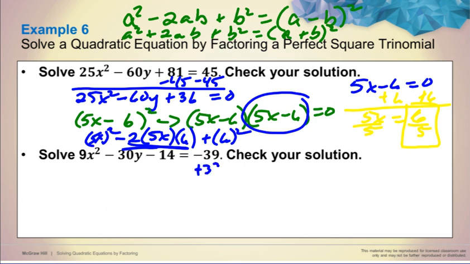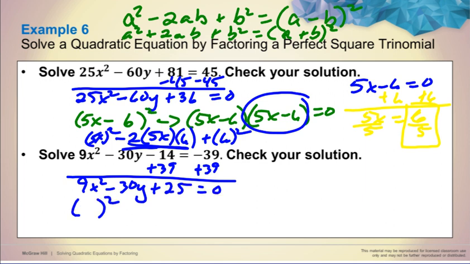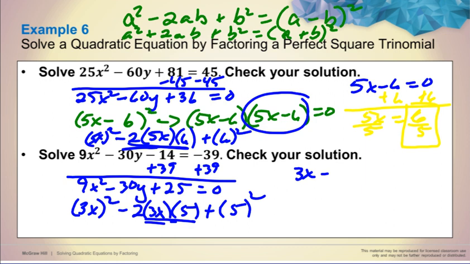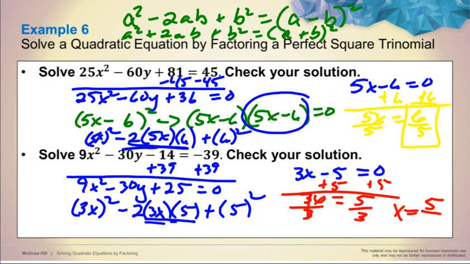Next one, I would add 39 to both sides. And now again, 9x squared minus 30y plus 25 equaling 0. So I'm just setting up my formula. So the square root of 9x squared is 3x. Square root of 25 is 5. And I want to check this middle term. Negative 2 times 3x is negative 6x. Negative 6x times 5 is negative 30. So I know my binomial is 3x minus 5 equaling 0. Add 5 to both sides, and I get 3x equaling positive 5. Divided by 3, x would equal 5/3.